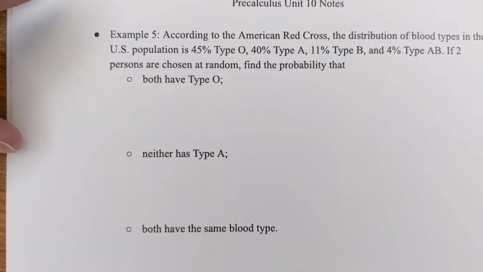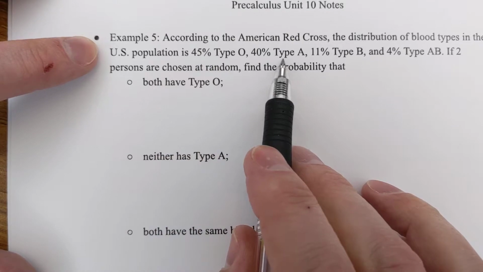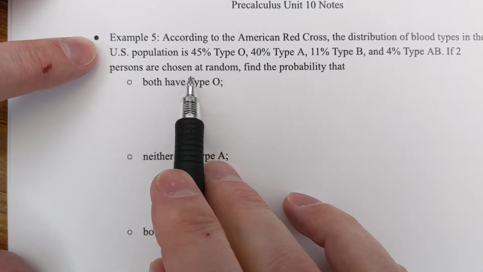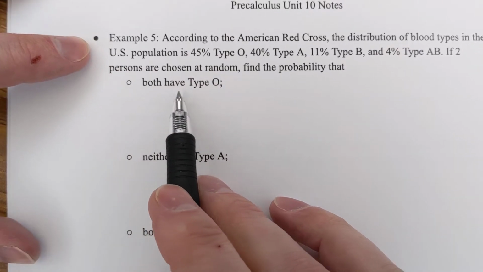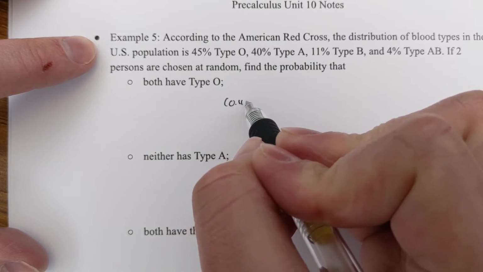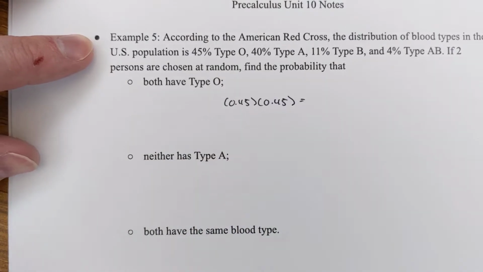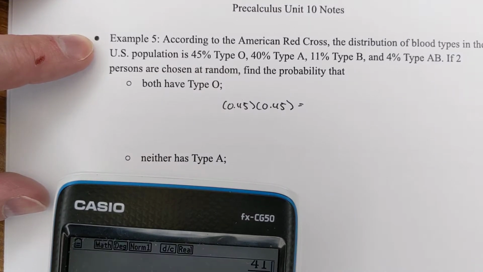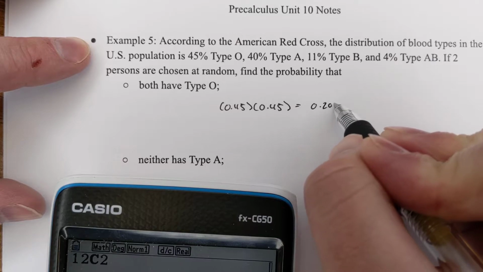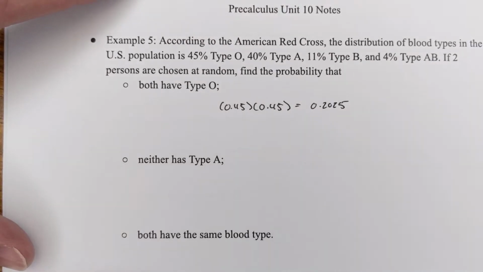All right, so according to the American Red Cross, the distribution of blood types in the U.S. population is 45% type O, 40% type A, 11% type B, and 4% type AB. If 2 people are chosen at random, find the probability that both have type O. Well, 0.45 for the first person having O times 0.45 for the second person having O. So 0.45 times 0.45. There is a 0.2025 probability that both of them selected have type O.